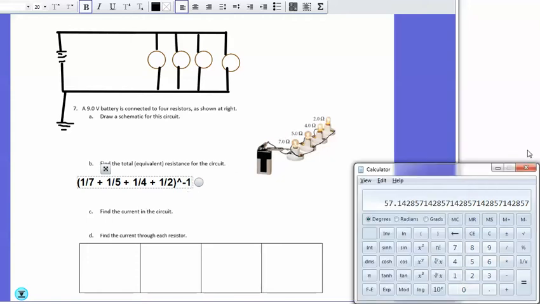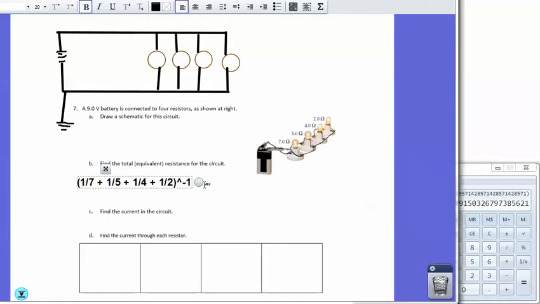So we're going to our calculator. We're going to go 1 over 7 plus 1 over 5 plus 1 over 4 plus 1 over 2. And that's 1.09, okay? And if I do the reciprocal of that by hitting my reciprocal key, that's going to be 0.92 ohms, okay? So R equals that.